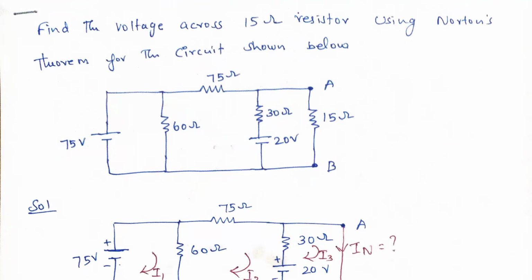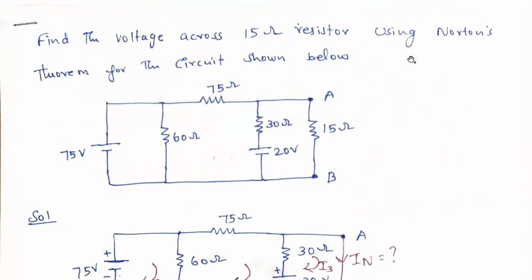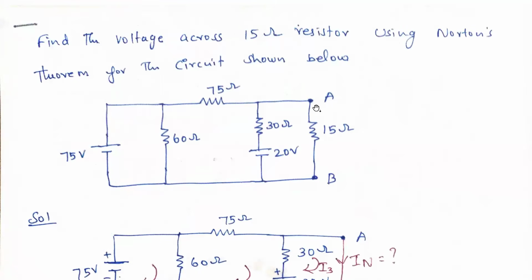Today, we are going to solve a simple circuit by using Norton's theorem. Find the voltage across this 15 ohm resistor by using Norton's theorem for the given circuit shown below. So here in this circuit, we have a 75 volt voltage source, a 60 ohm resistor, and a 75 ohm resistor, and here 30 ohms and 20 volts, and here 15 ohms. So the load resistance is 15 ohms, across the points A and B.